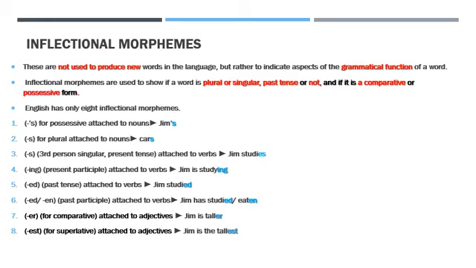Inflectional morphemes are suffixes that we add to words, but they are not used to produce new words, and they do not change the grammatical category of the words. This is the distinction between them. Number one, what are the differences between derivational morphemes and inflectional morphemes?